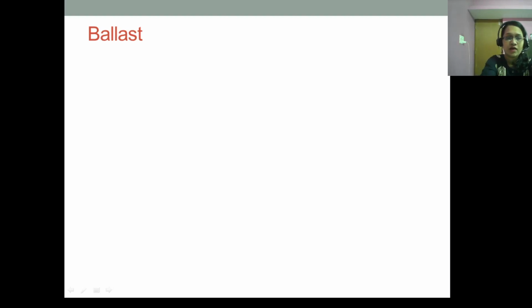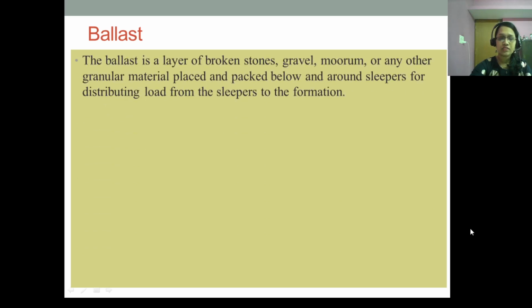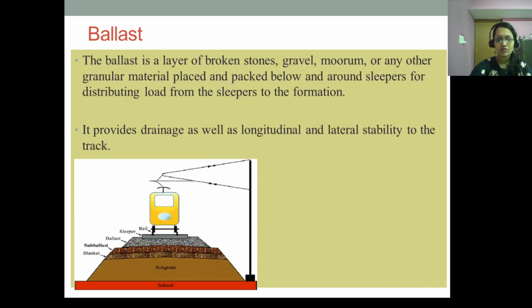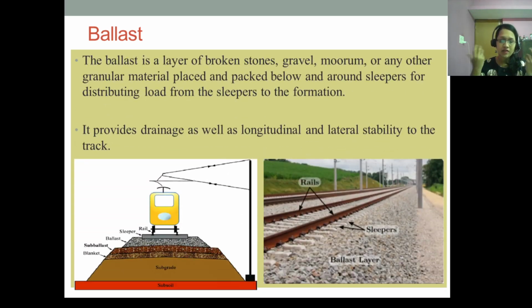Today's lecture is on ballast. So what is ballast? Ballast is a granular material, usually broken stones, gravel or sand, placed and packed below and around the sleepers to transmit the load due to the wheels of the train from the sleepers to the formation, and at the same time allowing the drainage of the track.